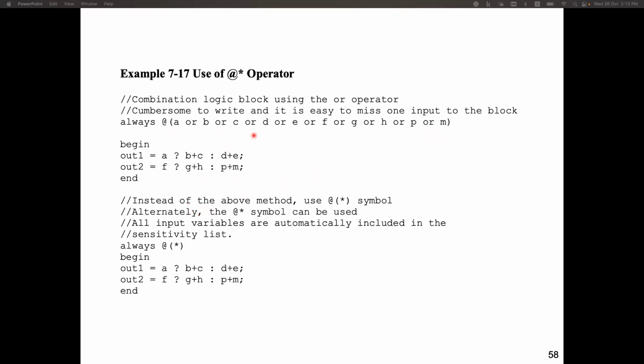Well, this is clumsy. Alternatively, we can use the @ star symbol, as I said, @ bracket star, to indicate all the changes on the right-hand side of the statements in the block. All the relevant changes in these blocks.